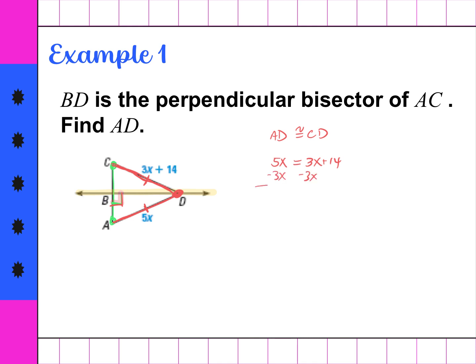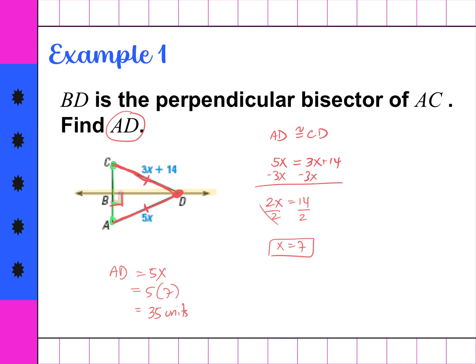So when I subtract 3x from both sides, I get 2x is 14, and when I divide by 2, I get that x equals 7. So that's an answer. However, they want AD. And so again, I know that AD is equal to 5x. And so if x is 7, then I know that AD equals 35 units, whatever those units are, centimeters, millimeters, inches, whatever. But AD is 35.